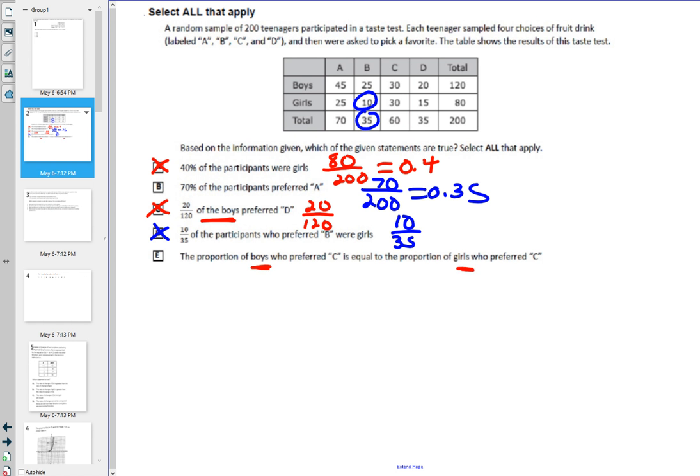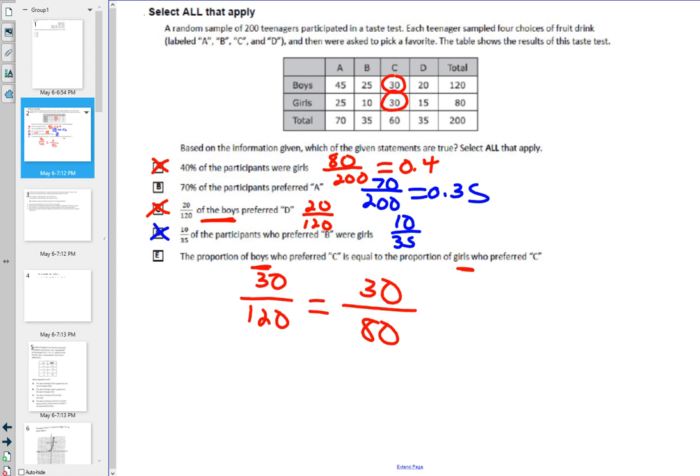How many total boys were there? 120. How many of those boys only, because now we're only looking at boys, how many of those boys preferred C? 30. 30 out of the 120. So we want to know, is that equal to, how many total girls were there? 80. And out of those girls, how many girls preferred C?